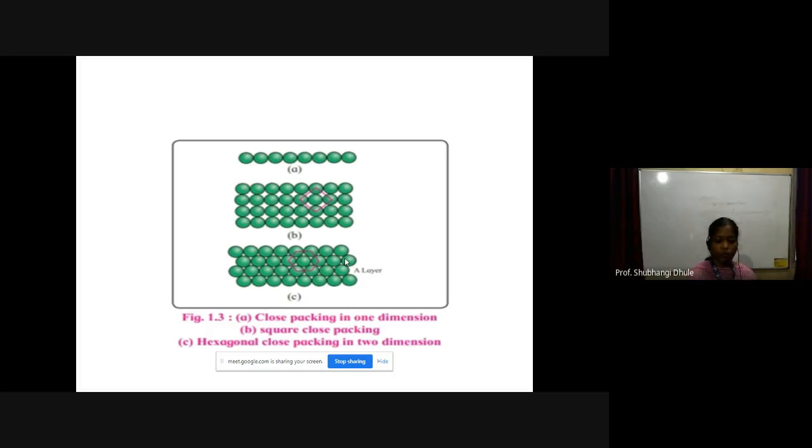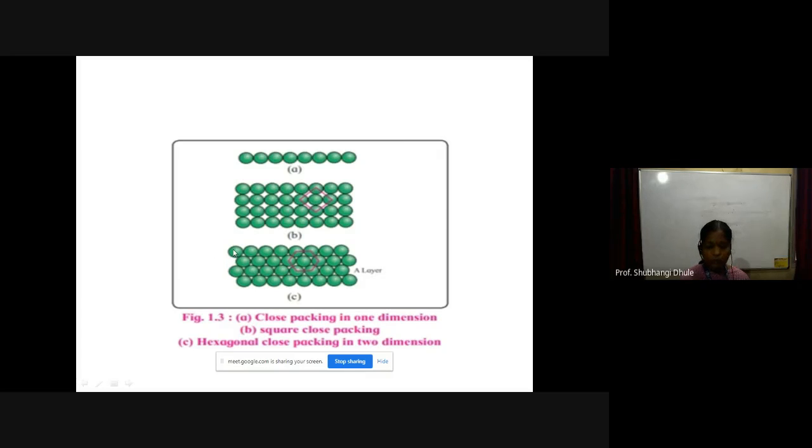Okay, so the first is the A row and the second is the B row. If you put the third row now, the third row alignment is the same as that of the first row. The third row is also in the depression of the second row, or the free space of the second row.